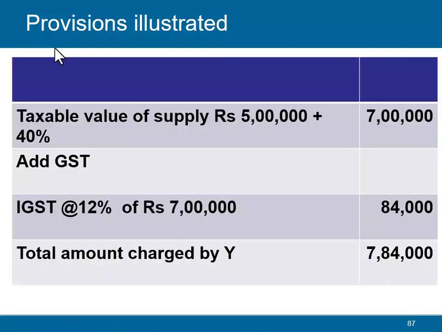अब उसने क्या करेगा वो? उसने 5 लाख का माल खरीदा था, उस पर 40% चार्ज करा, तो 7 lakhs हो गया. He is going to charge IGST because the goods are moving from one state to another. There is no CGST, SGST. So he has paid 84,000.